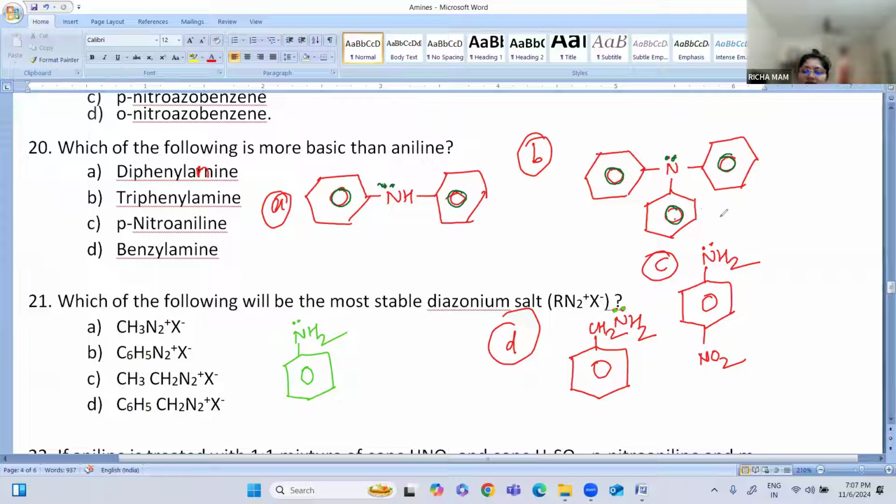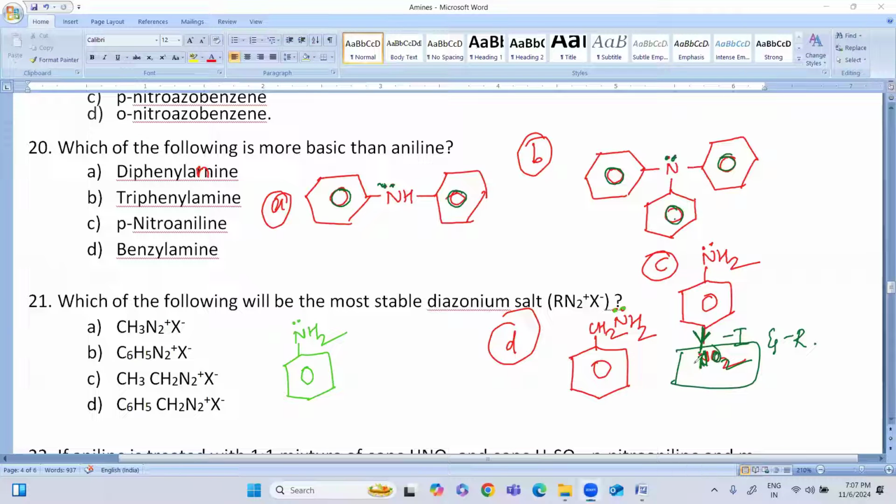Then here, what will happen? Nitro group. What is the role of a nitro group? Nitro is an electron withdrawing group, right? So it will tend to pull the electrons towards itself, due to the minus I effect and also by minus R. Now here, in your benzylamine, what is happening?